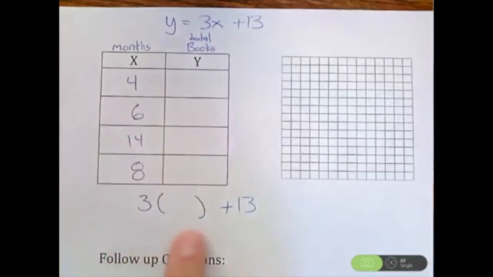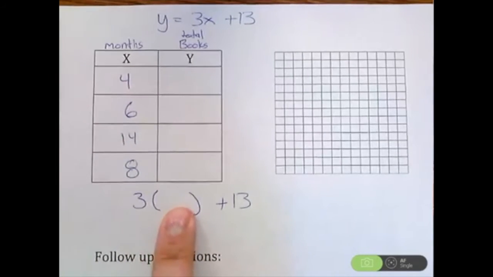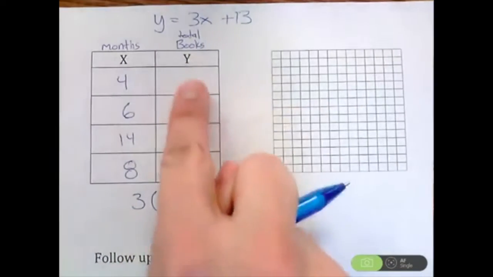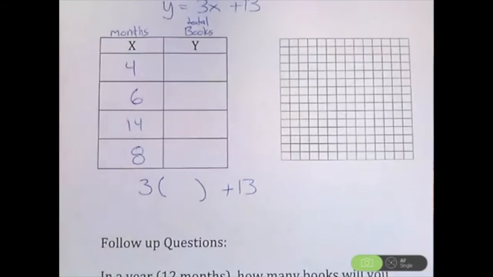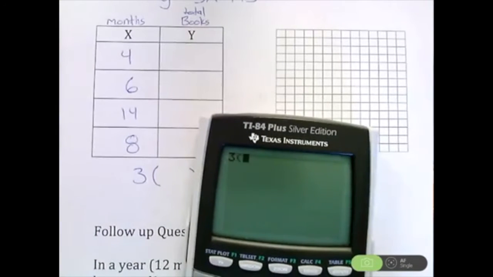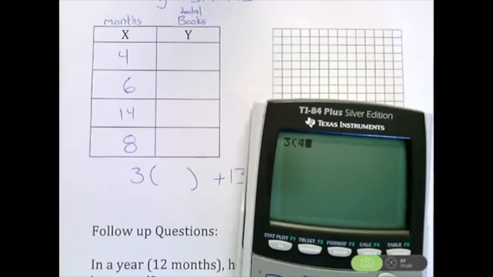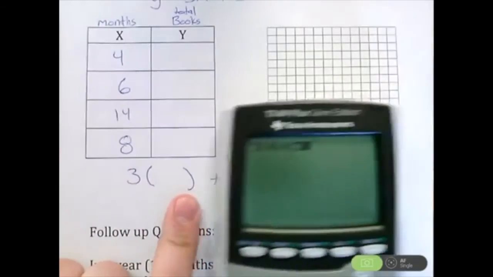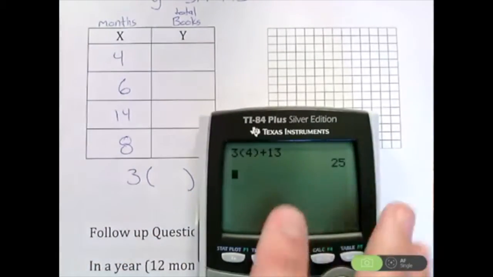So I'm going to take these numbers, plug into the parentheses here, which would be plugging in for x, and figure out the y value. So what that looks like on a calculator is I'm going to have 3 parentheses 4 parentheses plus 13. So I'm going to try and figure out what's going on here, which is 25.